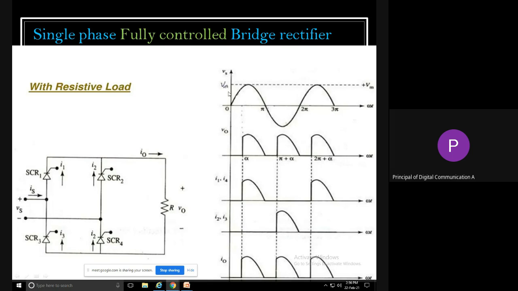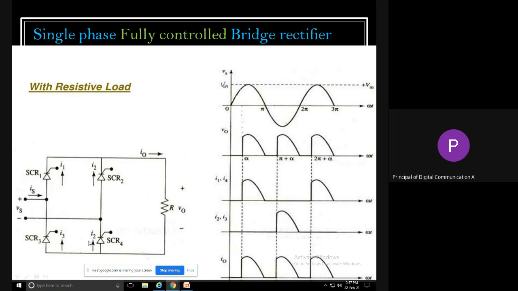So first waveform is for the VS. Again here the VS is nothing but the sinusoidal AC source. Second waveform is for the output voltage, that is VO. Third one is I1 comma I4. So what are this I1 and I4? They are the gate currents, that is I1 and I4.